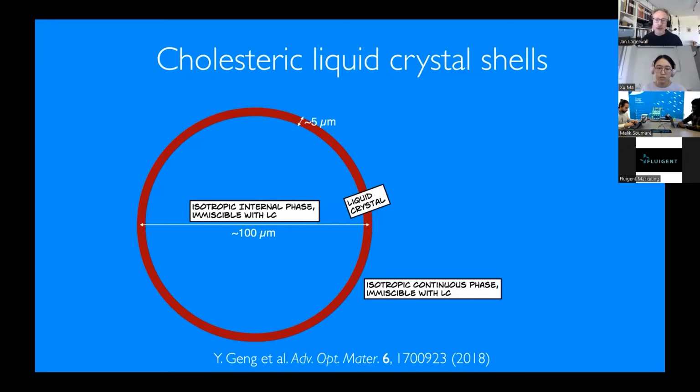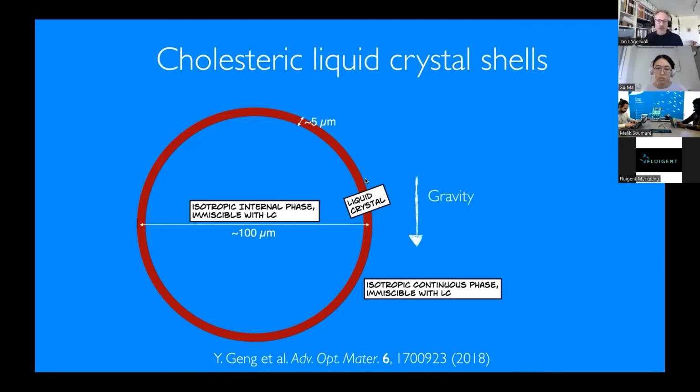So first of all, I'll come in a moment, or let's say, first, what are cholesteric liquid crystal shells? To give you an idea of the scale, it's on the order of 100 micron in diameter. The thickness is about 5 to 10 microns, or 2 to 10 microns. And inside is an isotropic phase. Usually it's water with some polymer stabilizer, and the same thing outside. And this thin layer in between is the liquid crystal.